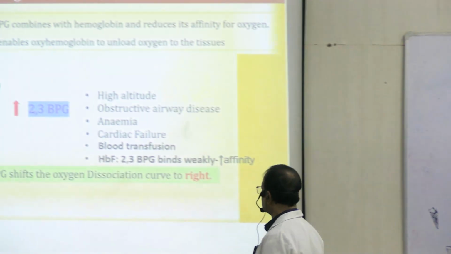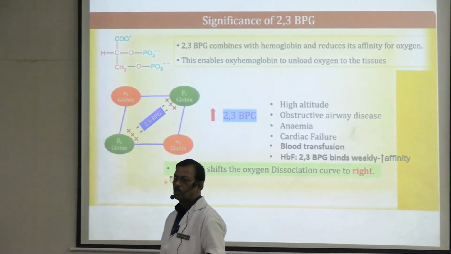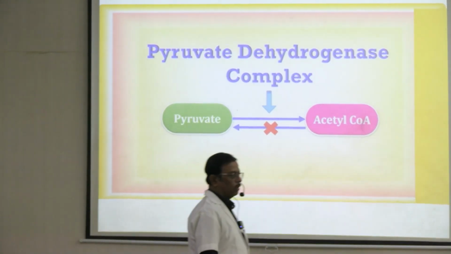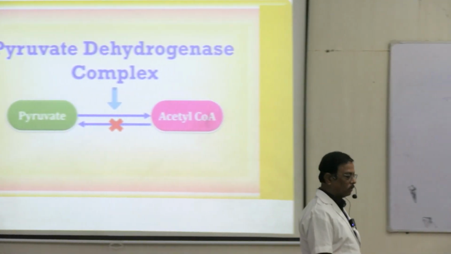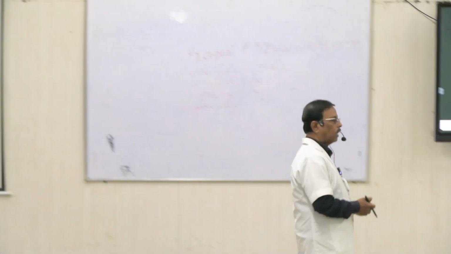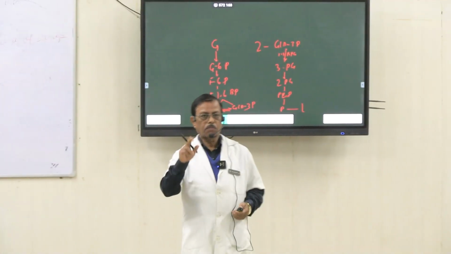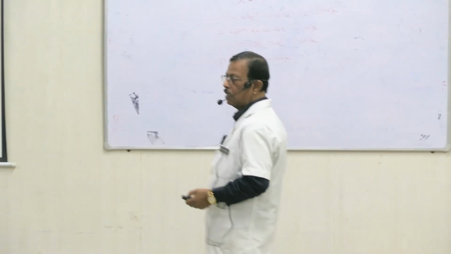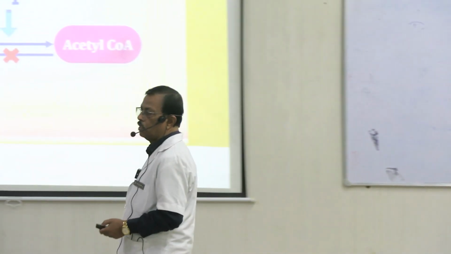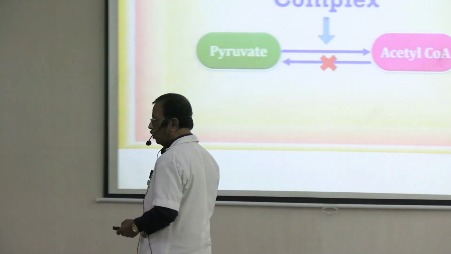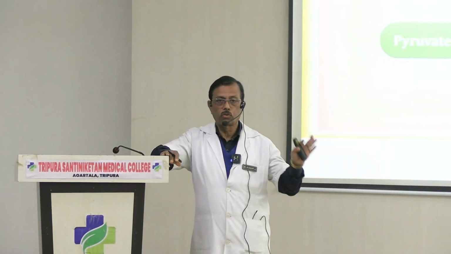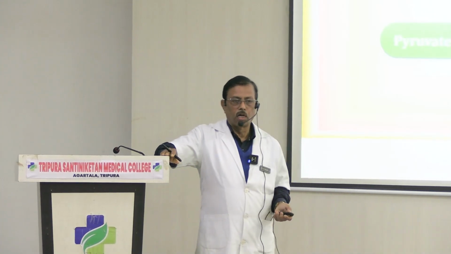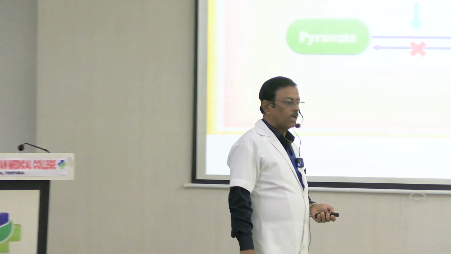2,3-BPG shifts the oxygen dissociation curve to the right, which means release of oxygen is favored. Now coming to the Pyruvate Dehydrogenase complex. We have produced pyruvate in glycolysis. That pyruvate has to undergo complete oxidation in the Tricarboxylic Acid cycle to give full oxidation of glucose. From glucose, the first part of the reaction, that is glycolysis, pyruvate is produced. Now pyruvate will take part in the reactions of the TCA cycle.